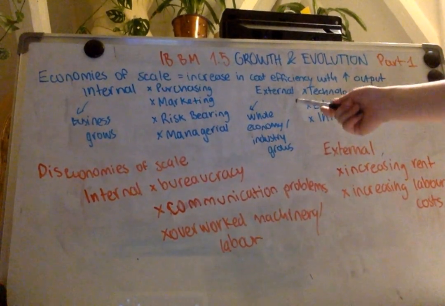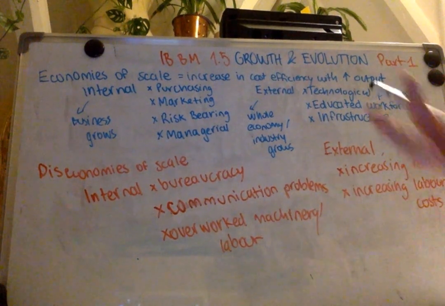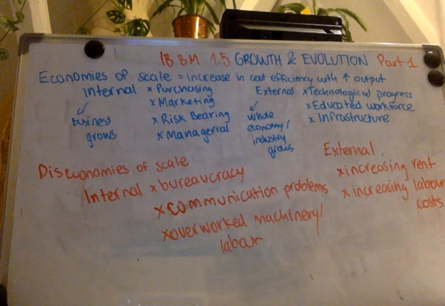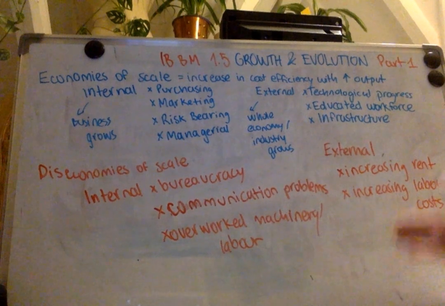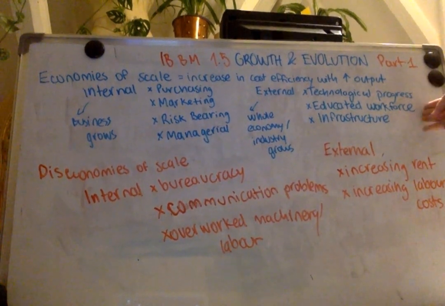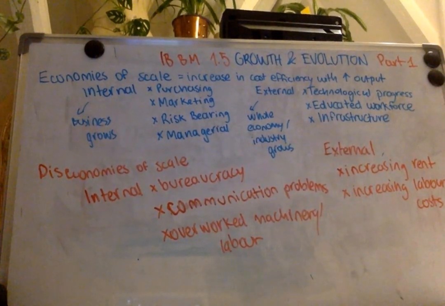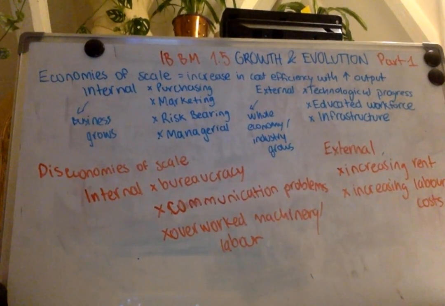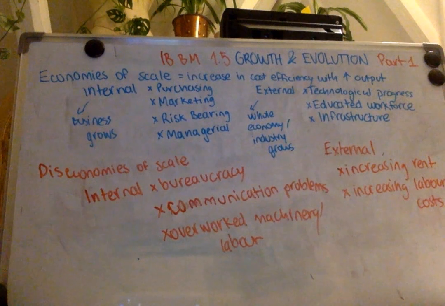Next we have the external ones, where the whole economy or the whole industry grows. If an economy grows, there will be technological progress, there will be an educated workforce, and better infrastructure will be built. All of these things will better the cost efficiency, because then we'll have better machinery, a workforce that is more productively efficient, and infrastructure means we can distribute our products in a more cost efficient way.